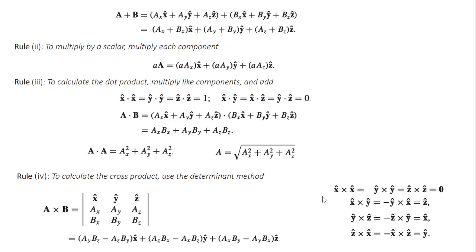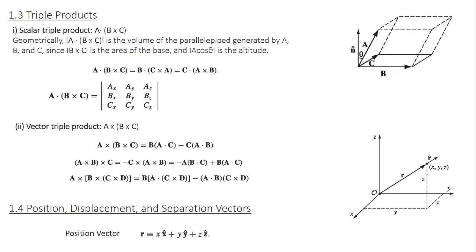Now from the definition of cross product, x cap cross x cap equal to 0. Similarly, y cap cross y cap equal to 0 and z cap cross z cap equal to 0. Now if you follow the right hand rule, x cap cross y cap will give you z cap. Similarly, y cap cross z cap will give you x cap, and z cap cross x cap will give you y cap. So this follows from the definition of the cross product.